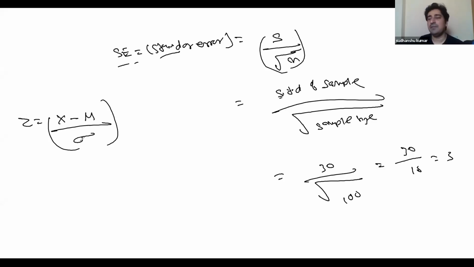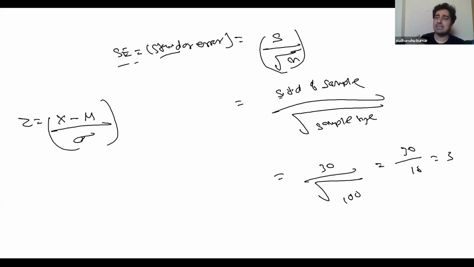Suppose I have data and I have to convert it to a Z scale, or normalize the data. In that case, I always do it this way: data minus mu, divided by sigma, the standard deviation. This is what we used to do.